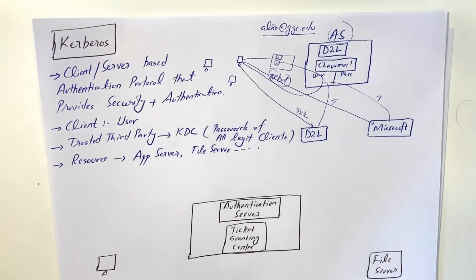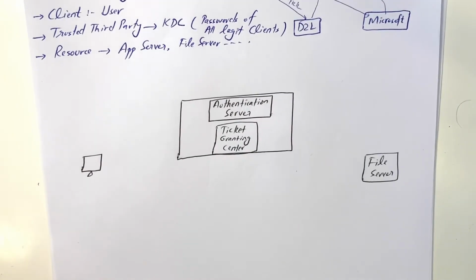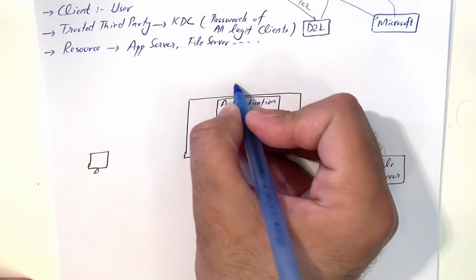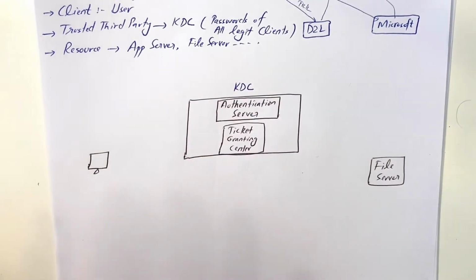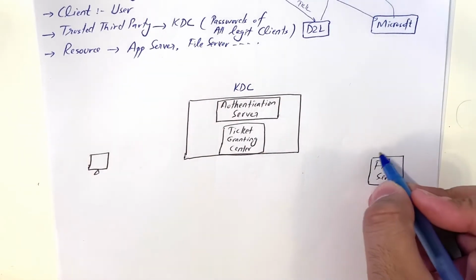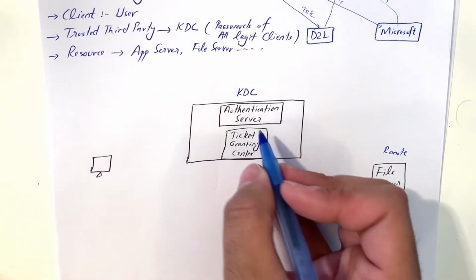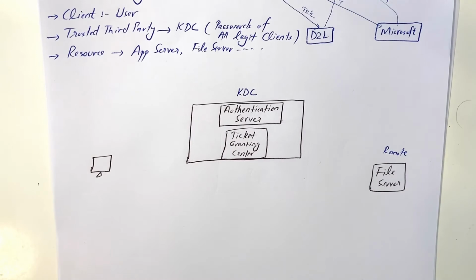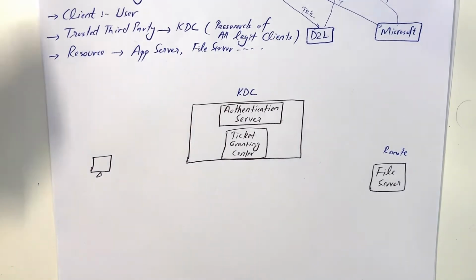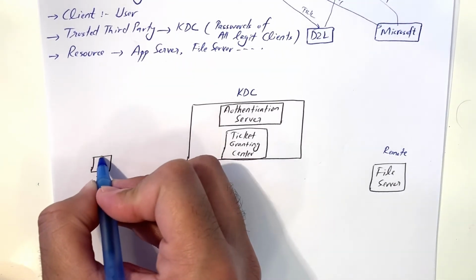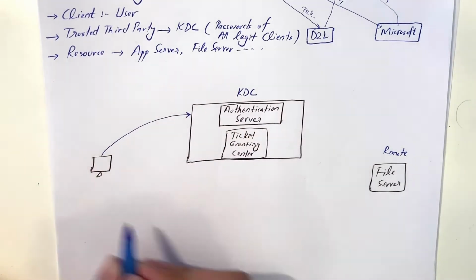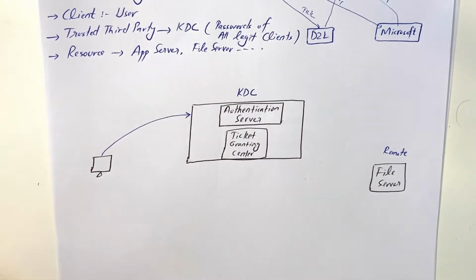So let's understand how exactly Kerberos works. Let's say this is your key distribution center, which is located on campus, and that's a file server, a remote file server, for example. The user wants to access this file server. So what will be the process? How many steps are involved and how does it look? First, the user will make a request to the key distribution center. The user cannot directly send a request to a server like Hotmail. The user will reach out to the key distribution center.